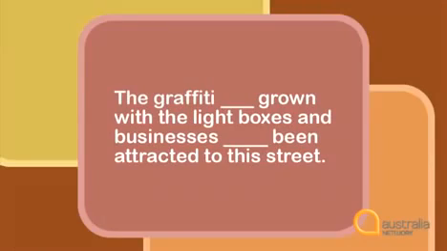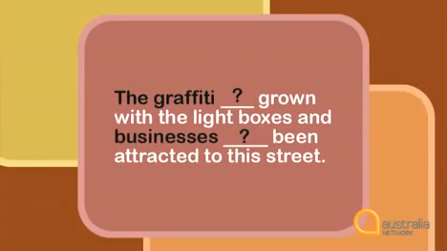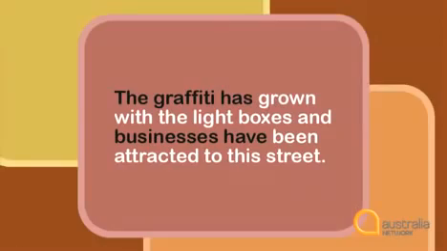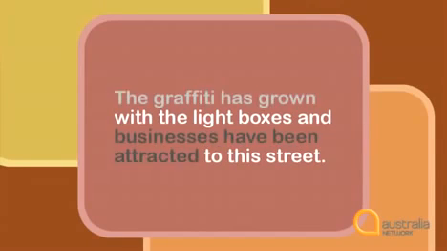Take a look at this sentence. After the graffiti, do you use have or has? And what about after businesses? Listen. The graffiti has grown with the light boxes, and then businesses have been attracted to this street and other streets. A subject such as the graffiti is treated as singular, even though it refers to more than one piece of work. So you say the graffiti has grown. And businesses is clearly a plural subject, so you use have. Businesses have been attracted.